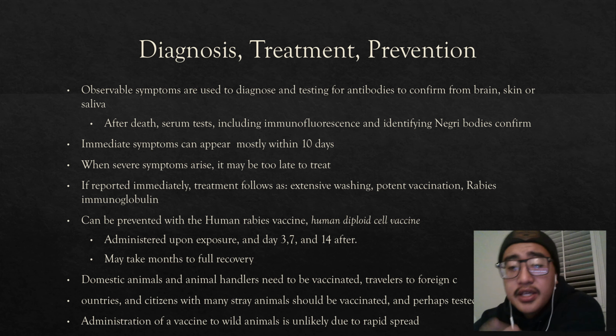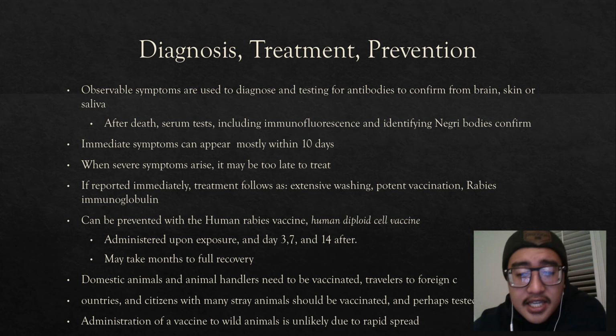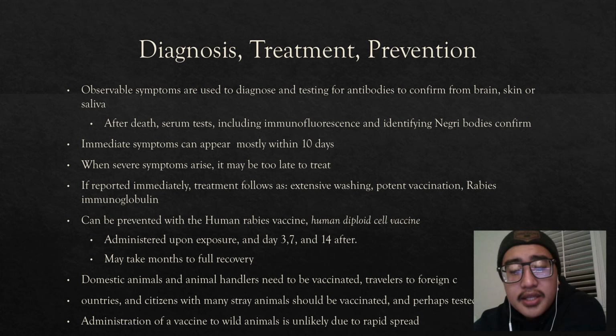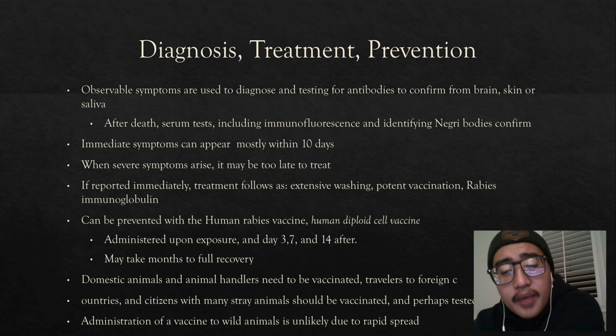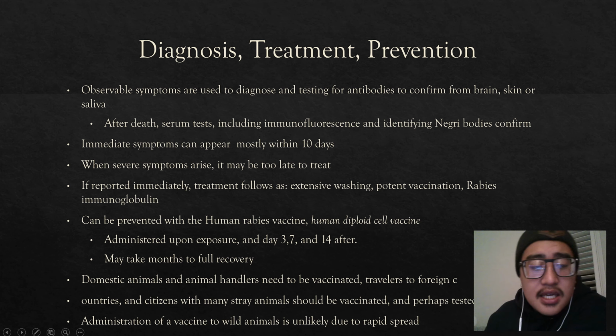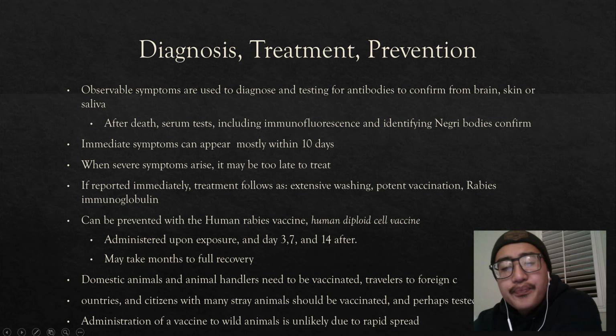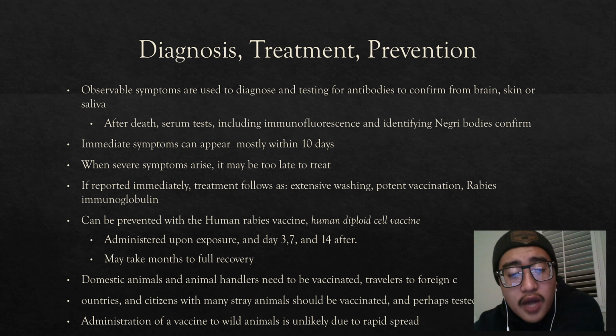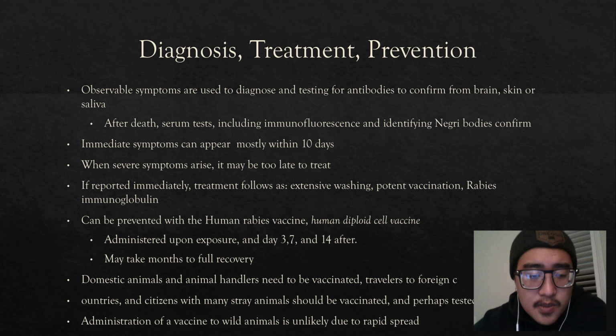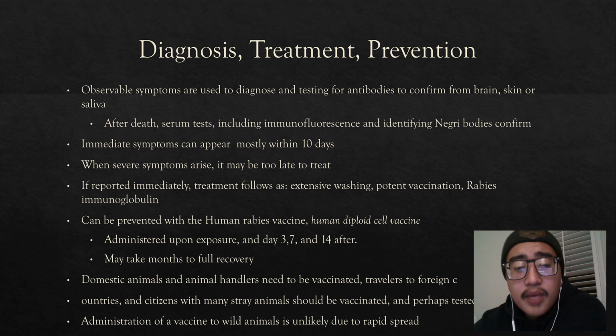Extensive washing of the affected area, a potent vaccination, and rabies immunoglobulin to boost the immune response. So this can all be prevented using the human rabies vaccine or the human diploid cell vaccine. Upon the first exposure, you do want to get the vaccine right away, as well as on the 3rd, 7th, and 14th day after the first exposure. And it does take months to have a full recovery, and the patients do experience multiple symptoms of the virus as well.